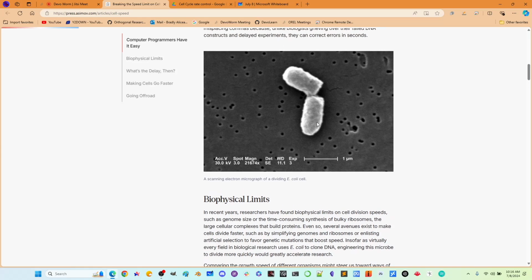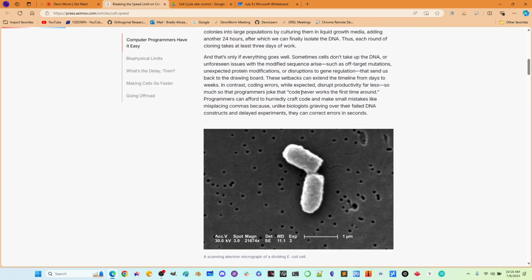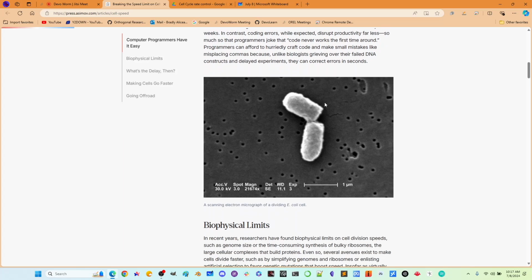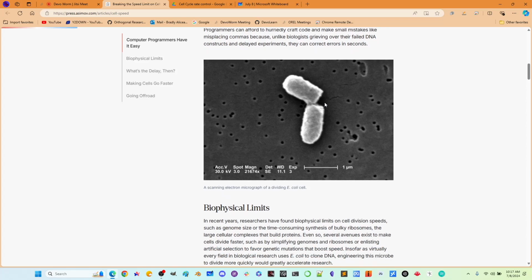This is a dividing E. coli cell. This is a scanning electron micrograph, and you can see that the cell is dividing here. And of course, this took a certain amount of time to divide. So, it's going to take a lot more time to keep dividing into a competent line with many, many cells where you can harvest them. And of course, you need to harvest them in mass because you can't usually extract DNA out of just one cell. It takes a fair number of cells to get an amount of DNA that you can recognize and analyze.